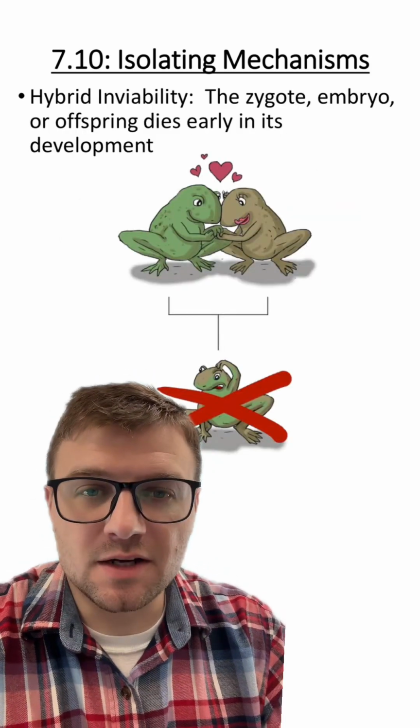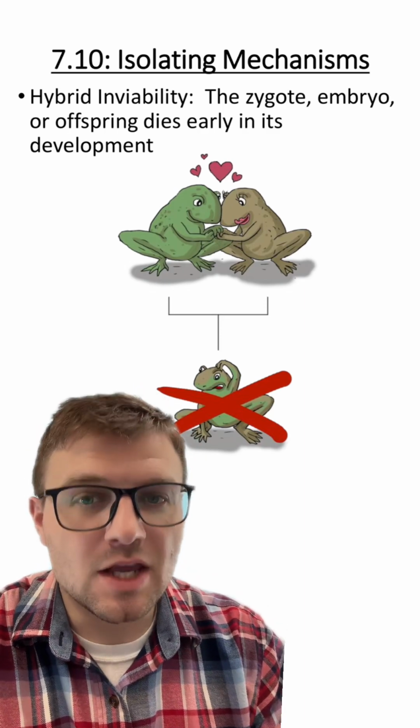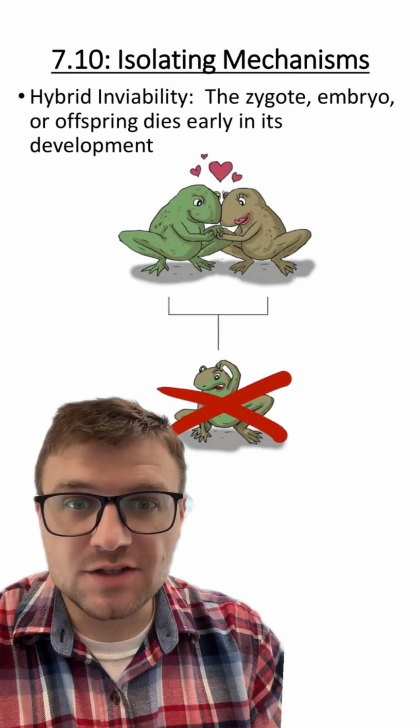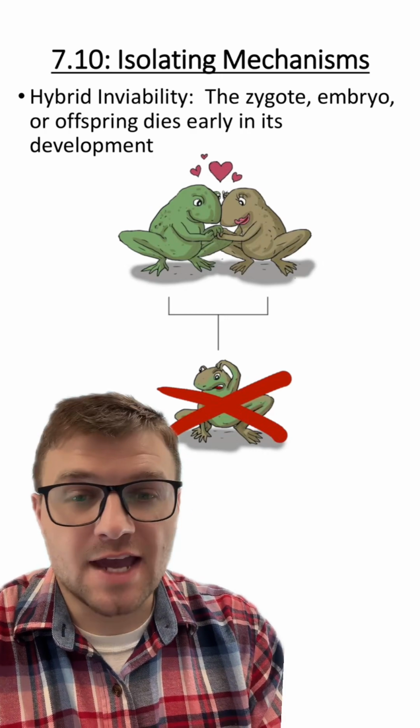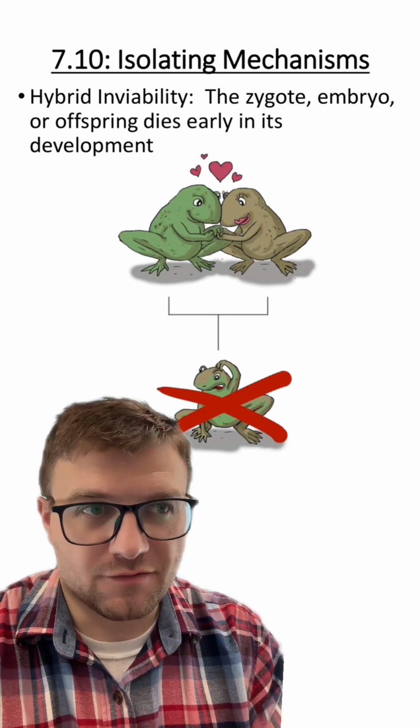The next example here is when the zygote or the embryo of the offspring dies early on in development. So these two organisms from two different species or groups of organisms would mate and produce a zygote, but that zygote just dies early on in development and doesn't produce a fertile offspring.